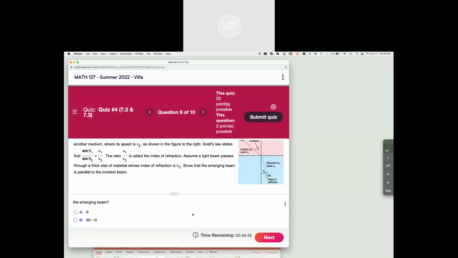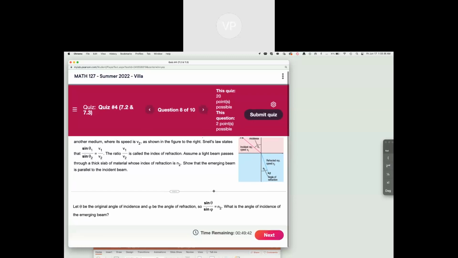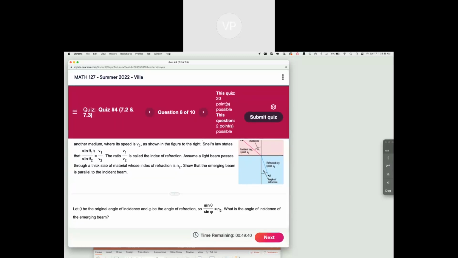A little bit of a word problem. They got our trig functions right here. What are they asking for? The angle of incidence, and they talk about it. They want you to find that theta right there.